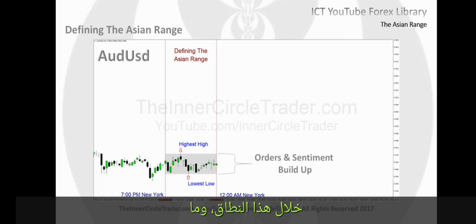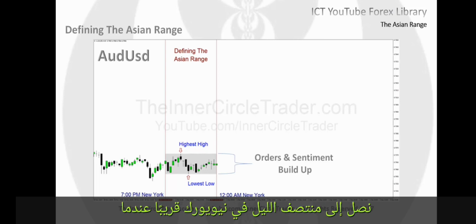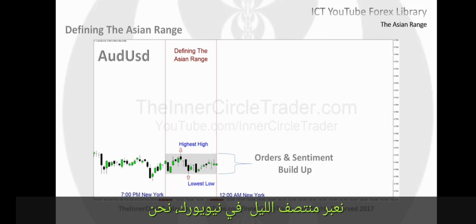During this range, what's actually happening is there are orders coming in and stacking up above the market and below the market relative to that range. It's also building up a market sentiment. This compression of market participation builds closer and closer until we get to midnight in New York. As soon as we cross over midnight New York time, we are in fertile ground for price movement. We're going to assume that everyone in this listening audience is familiar with channels, or trading ranges.